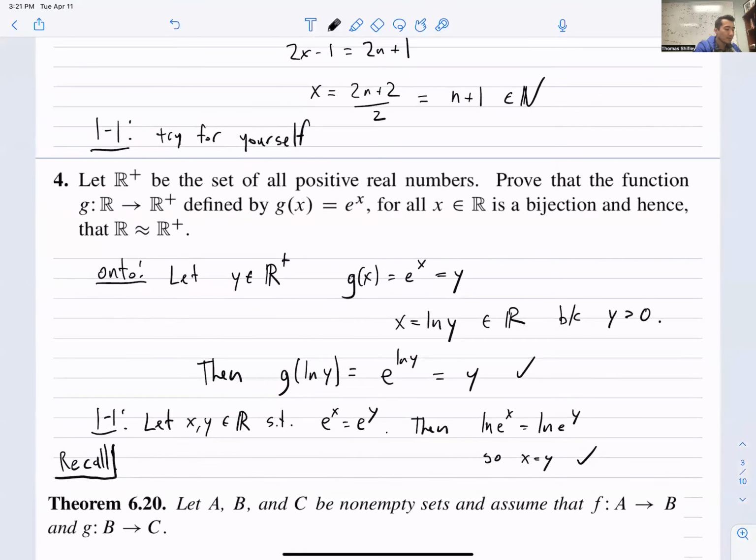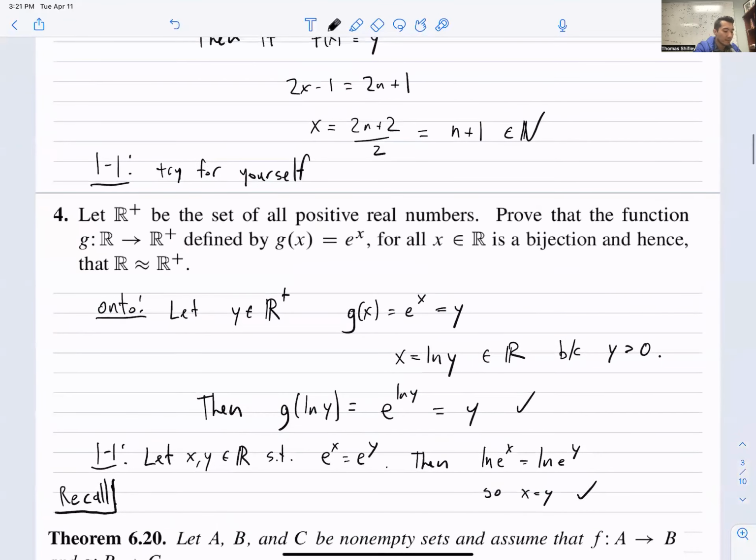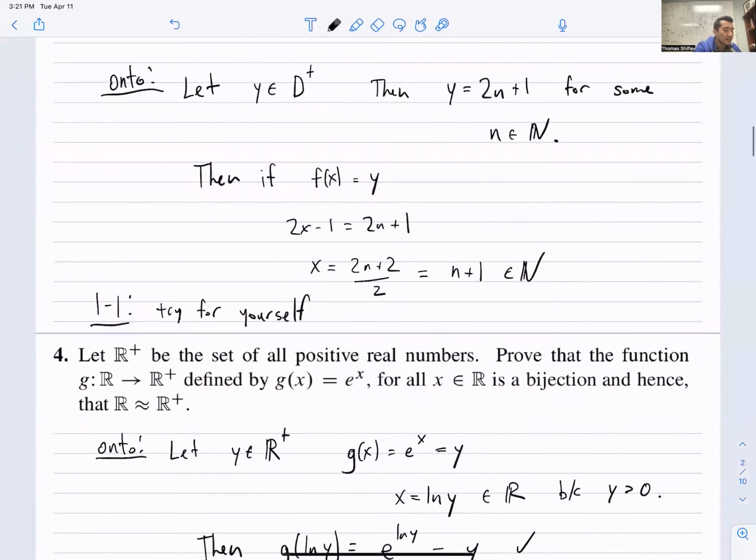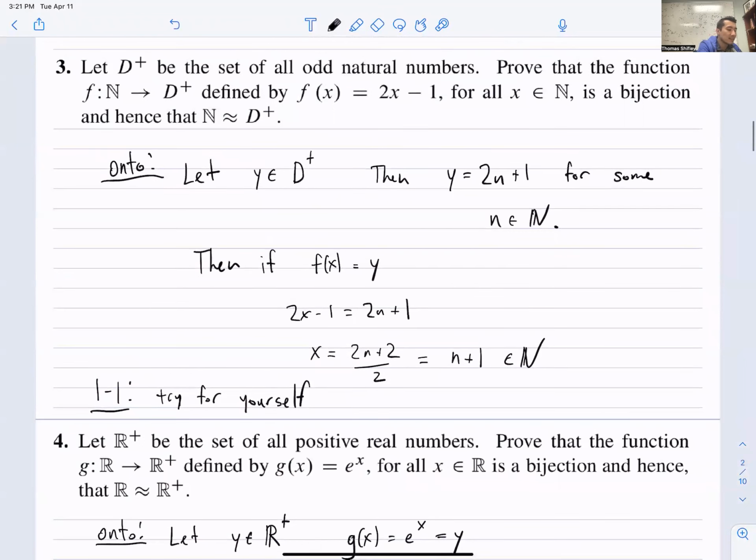For these two, something to point out is that these sets, N and the odd numbers, are actually in a relationship. The odd numbers are a proper subset. It's a subset and it's not equal to N. And so N is equivalent to a proper subset of itself, which is kind of interesting.